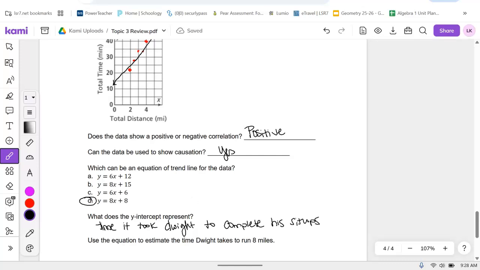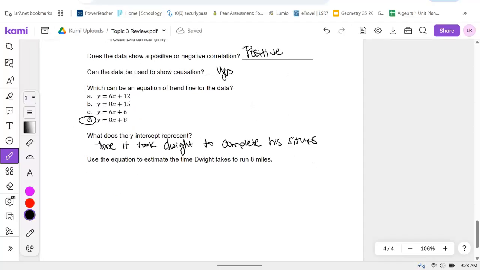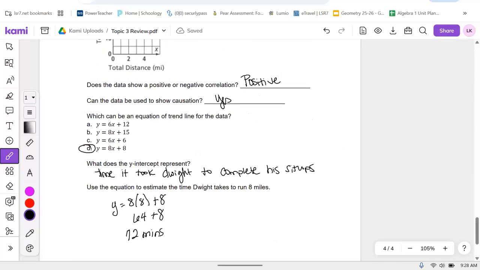Then it says, use the equation to estimate the time Dwight takes to run 8 miles. The miles is x. So I'm going to have y equals 8 times 8 plus 8. So 64 plus 8 is going to give you 72 minutes. Make sure you come with any questions you have.